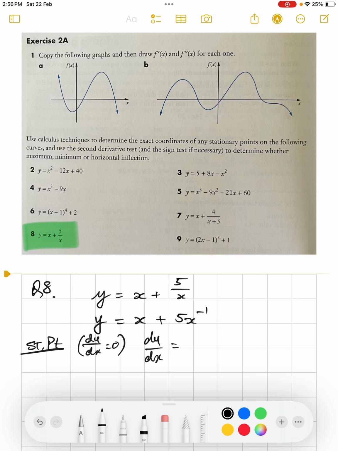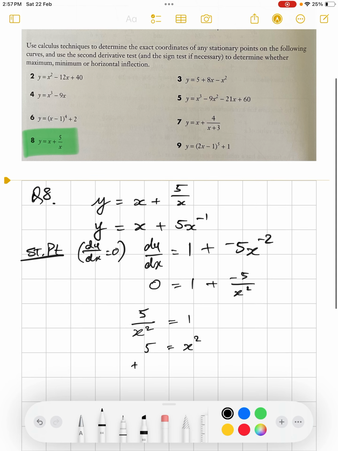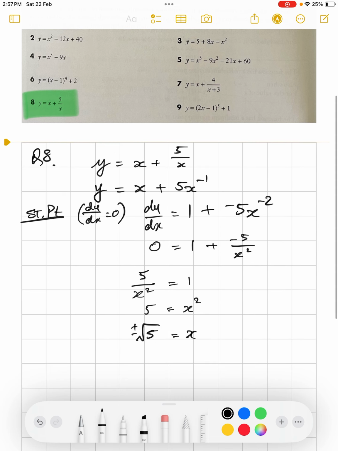So dy/dx will be 1 plus, and negative 5 times 1 is negative 5, x, and drop that down to negative 2. So let's solve this. 1 plus negative 5 over x squared equals 0. I'll bring that negative 5 over to be positive. I'll take that x squared up to be multiplied. Take that square across to be plus and minus the square root of 5. So there are two places where this is stationary.